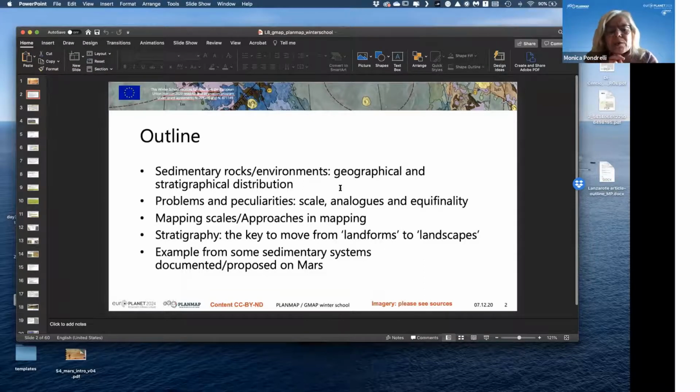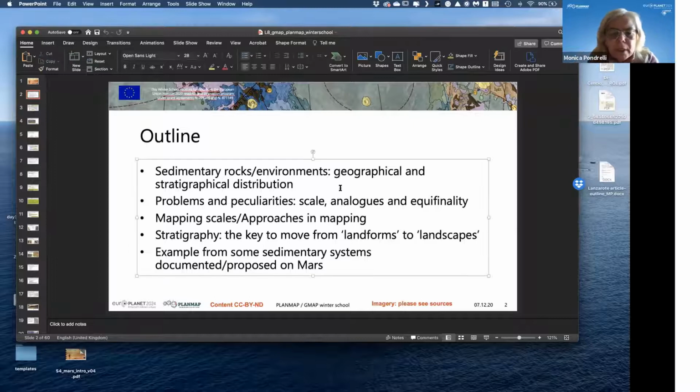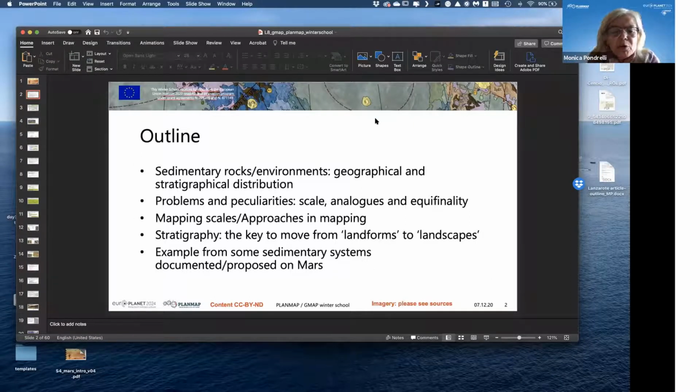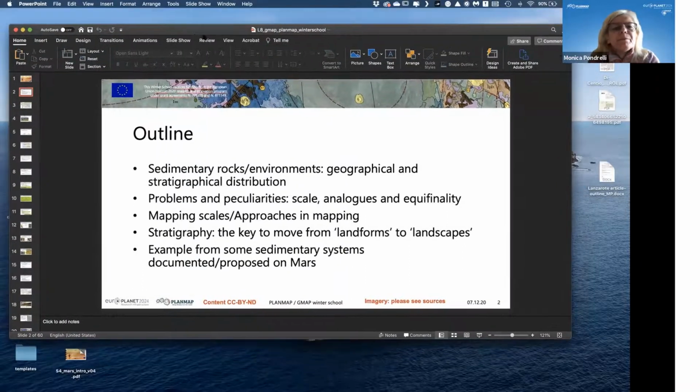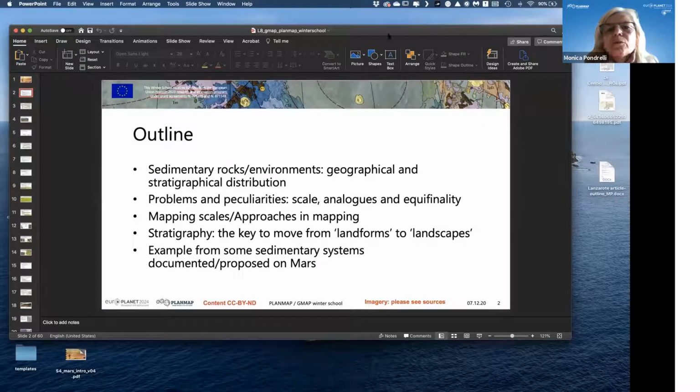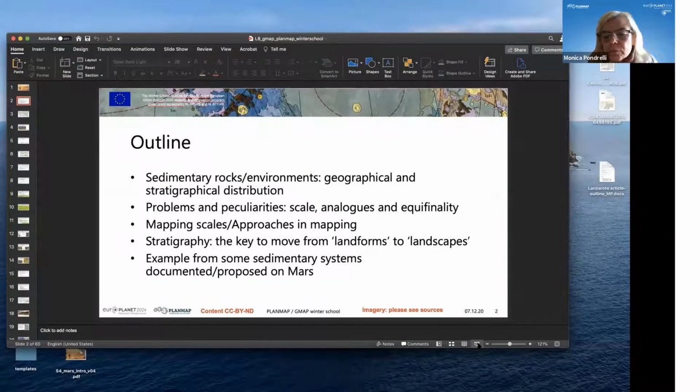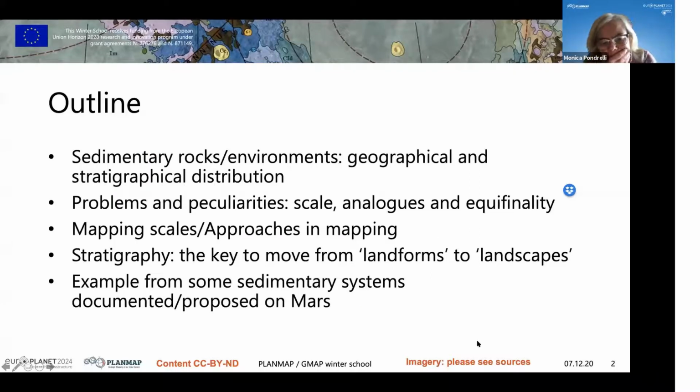Then I will spend some time on the stratigraphy, because stratigraphy is always important, of course, but is specifically important for sedimentary deposits because it's the only way for stratigraphy to move from the interpretation of the single landforms that we are going to see, which is always difficult and sometimes tricky, to the interpretation of associated landforms, so landscapes, whose interpretation in terms of genetic formation is, of course, more constrainable, so to say.